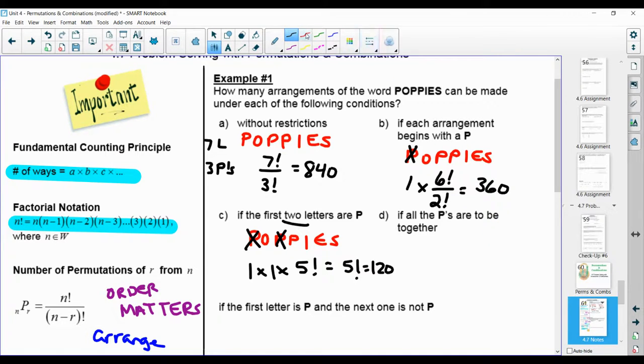Now, what if all of the P's have to be together? Anytime letters have to be together, we group them together in brackets and we count those as one group. So P, P, P, we count as one element. So P, P, P, and then we've got O, I, E, and S. So that gives us 1, 2, 3, 4, 5 factorial times 3 factorial, so 3 ways to arrange those P's, but those P's are all repeats of each other, so that ultimately gives us a 1. So we're left with 5 factorial times 1, which is still 120.